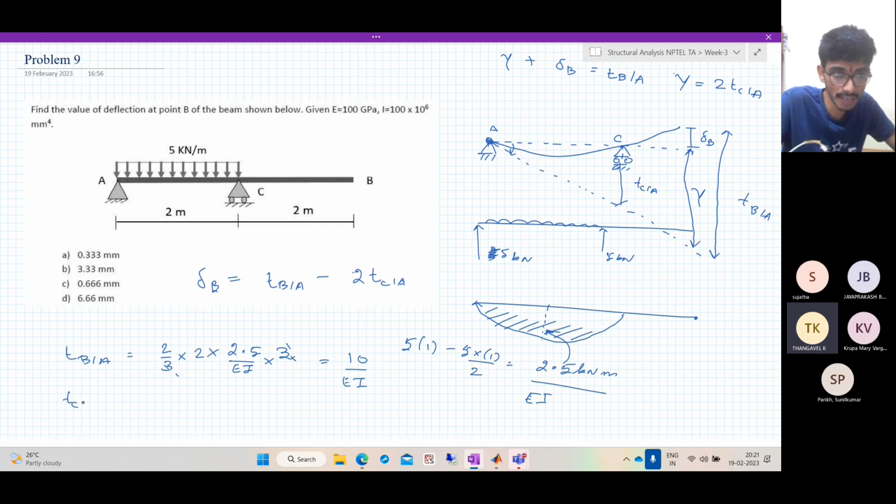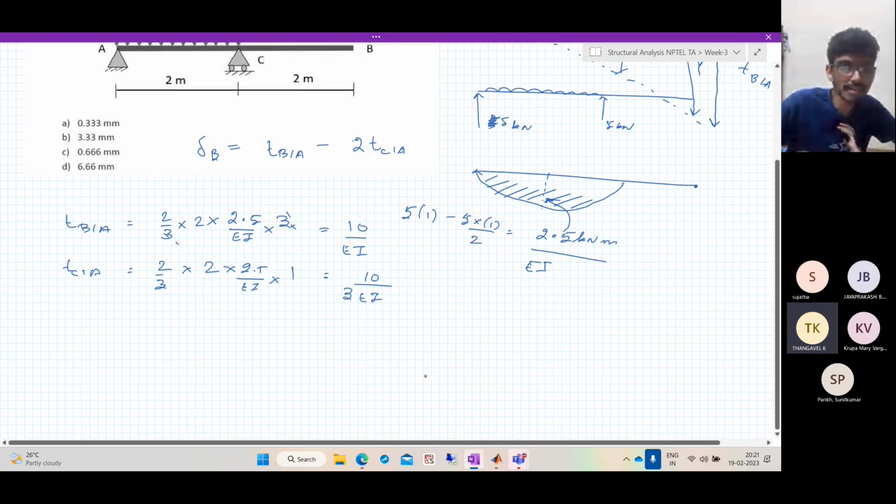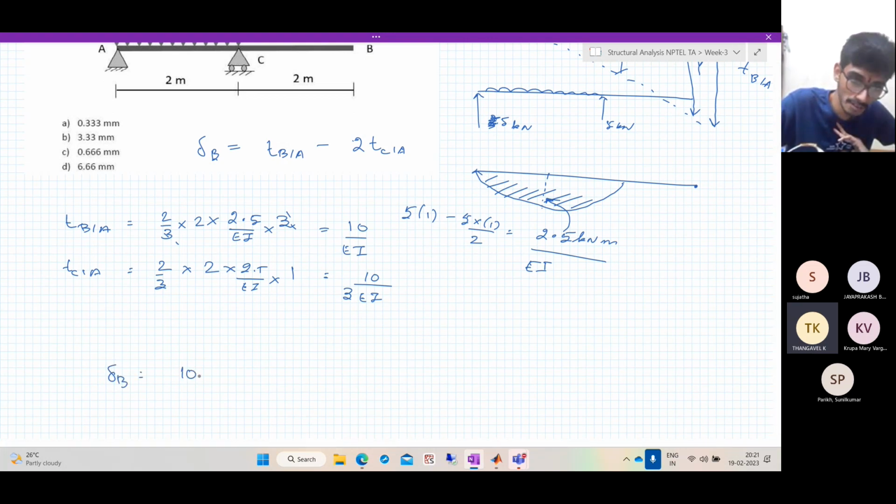And what is TC with respect to A? That is also simple. With respect to the point A, this is a full parabola, the same area, 2/3 of 2 into 2.5 by EI. But what is the lever arm? It's not 3, it is 1. So it is 10 by 3EI. Simple. Now, what are they asking? They are asking delta B, which is TB with respect to A minus 2TC with respect to A, so 10 minus 2 by 3 into 10, the entire thing by EI. So it's nothing but 1 by 3 into 10 by EI.